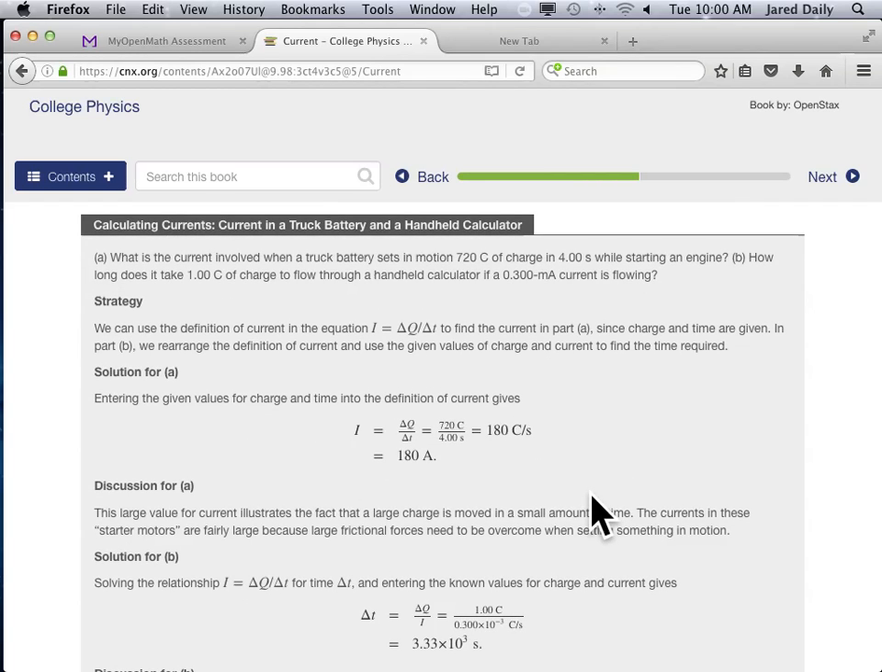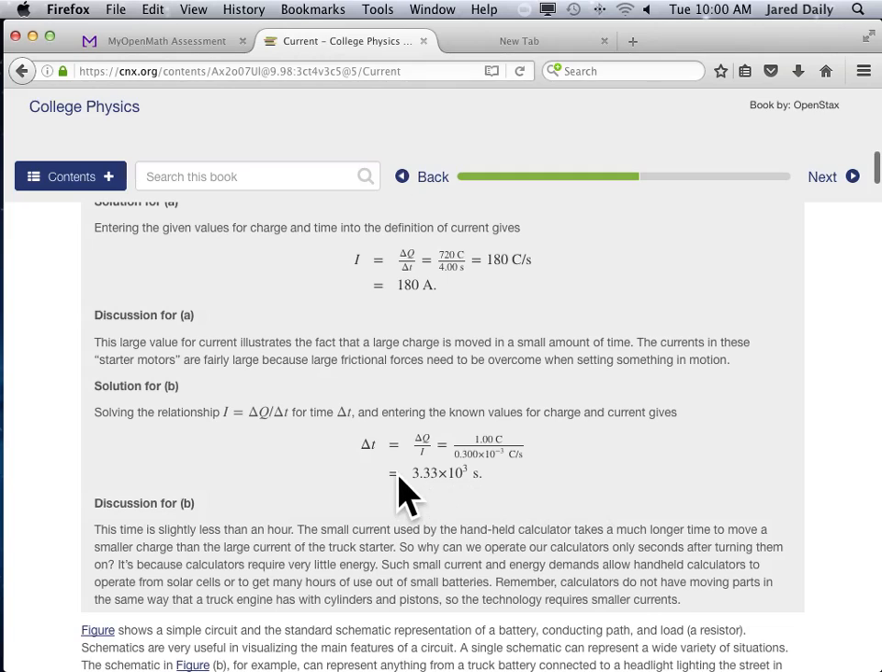We're going to do 0.3 milliamps current. So the 0.3 is the number that we plug in for our current. We rearrange this equation to solve for the time. And it takes 3.33 times 10 to the 3 seconds for that much current to flow through a calculator.